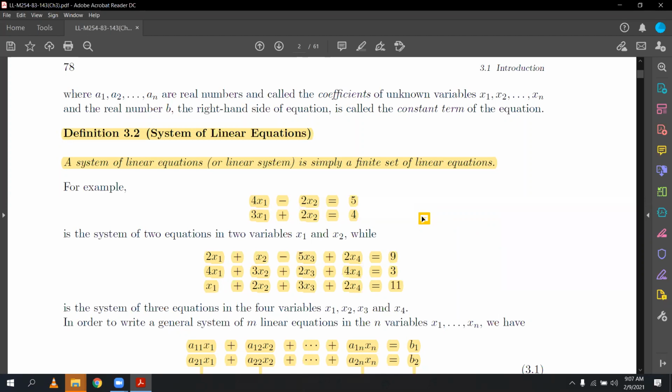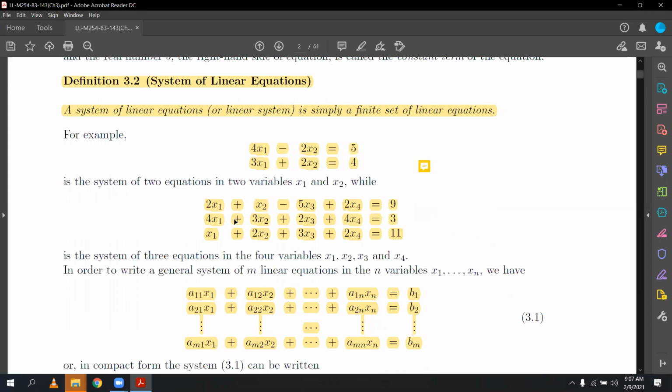For example, if you can see here, when we have this system, how many equations do we have? Two equations. How many variables do we have? 1 and 2, two variables. When we are given this system, how many equations do we have? 1, 2, and 3. And how many variables? X1, X2, X3, and X4. So before you solve the system, you should know how many equations and how many unknown variables you have.